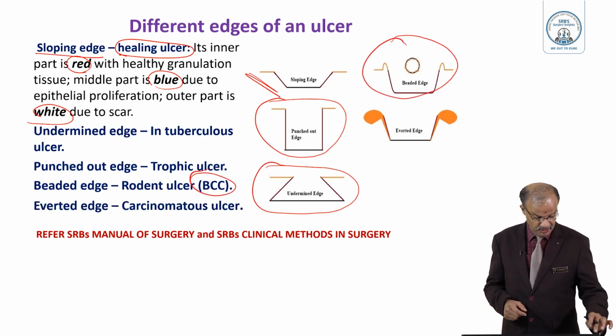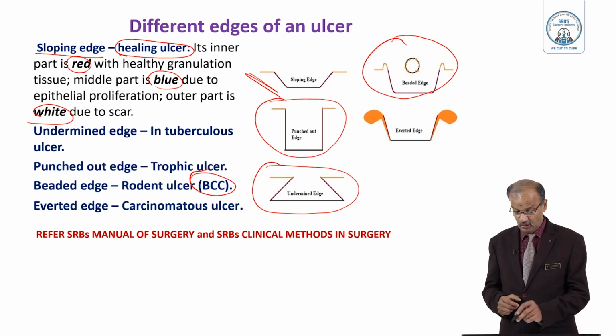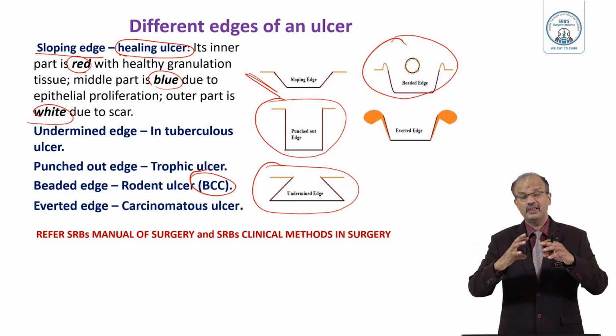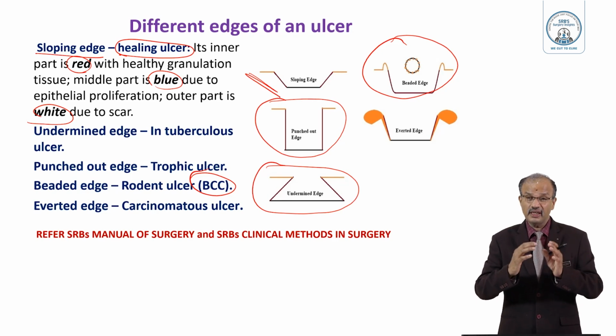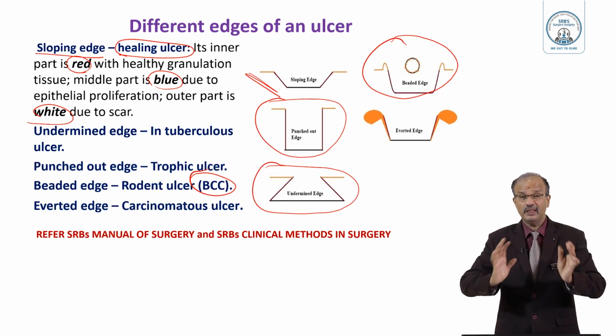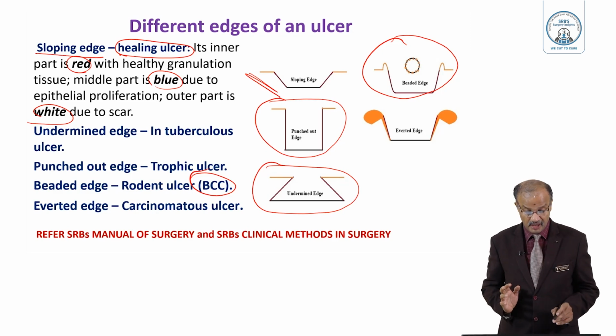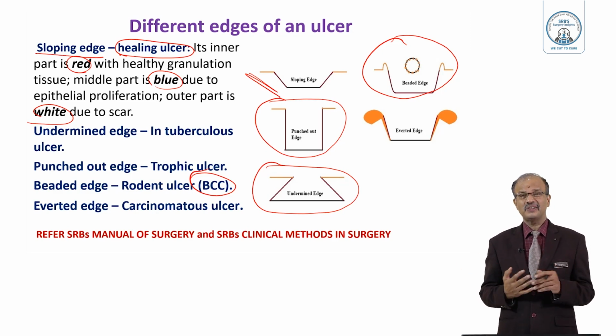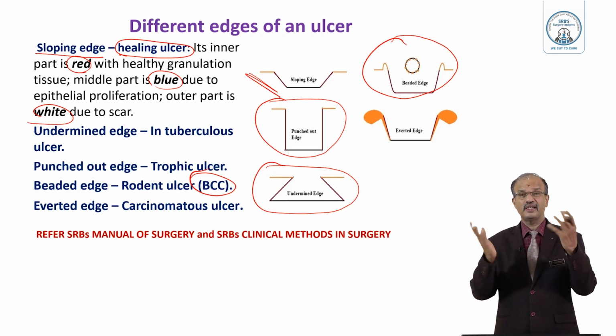So another type of edge is the everted edge. It's a carcinomatous ulcer like this. If you put water into a bucket, it fills up and flows over like this, it gets everted. So an everted edge like this is very typical of a carcinomatous ulcer, usually squamous cell carcinoma. Any other carcinoma also, if it is in ulcerative form, gets everted.